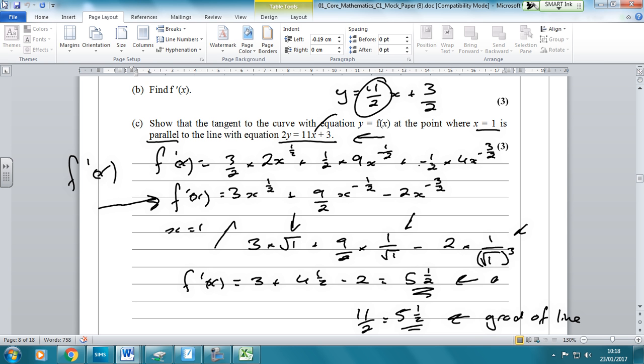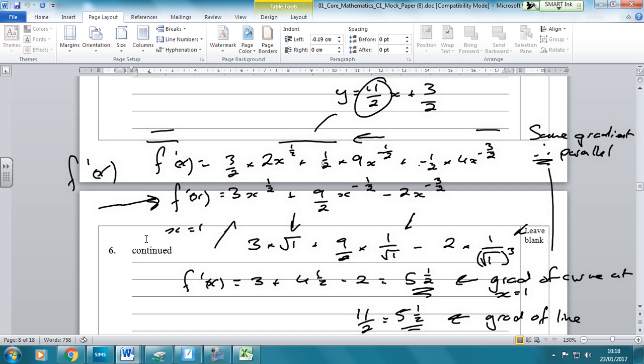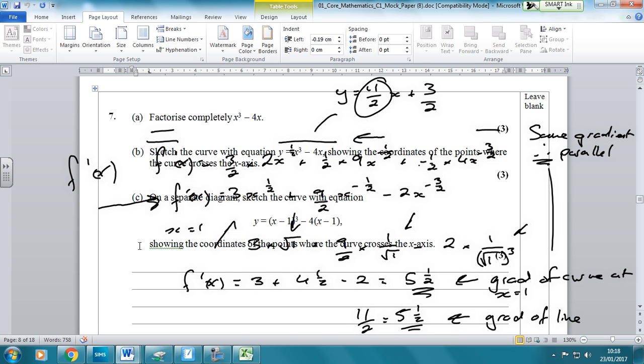So I'd say that is the gradient of the line, and I'd say this is the gradient of the curve at x equals 1. And then I'd say same gradient, because you've got to show, so same gradient, therefore parallel. And if you haven't seen that before, those three dots mean therefore. Okay, moving on to the next question. So now on to question 7 of 10.